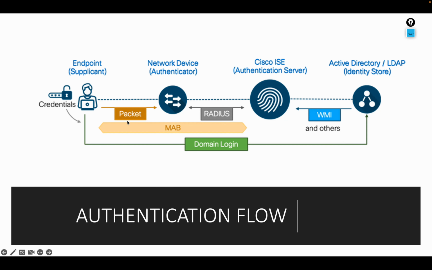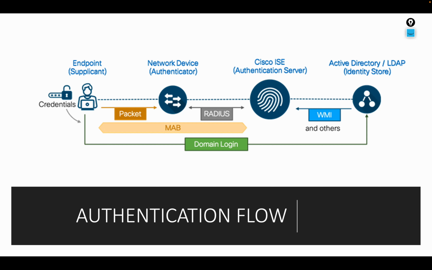So here's a draw for the authentication flow. We can see here that this endpoint, or supplicant, is providing its credential. The network device, or authenticator, will get this information and will send it to ISE. ISE will validate, for example, if this is LDAP or Active Directory, and if it is okay, ISE will reply back to the authenticator saying okay, it can access or not.